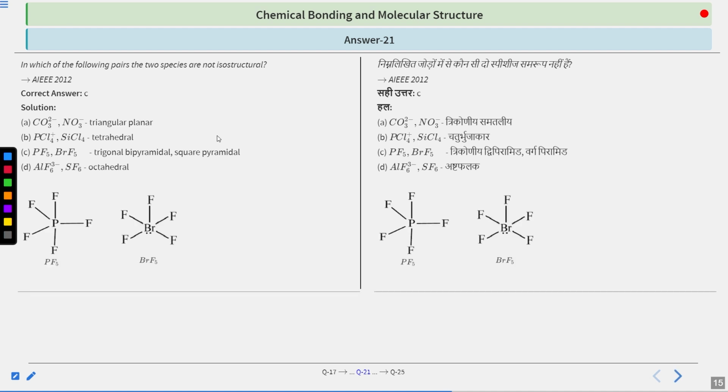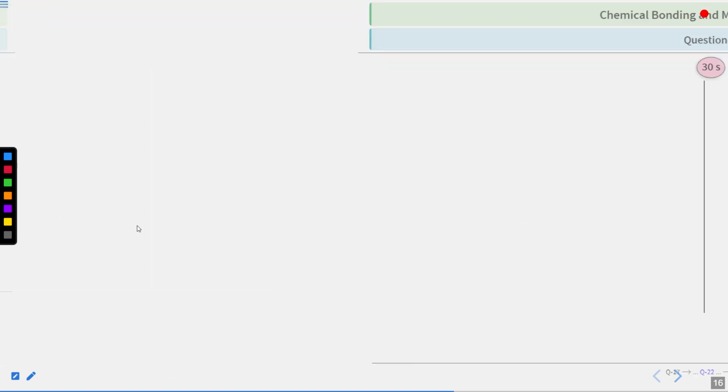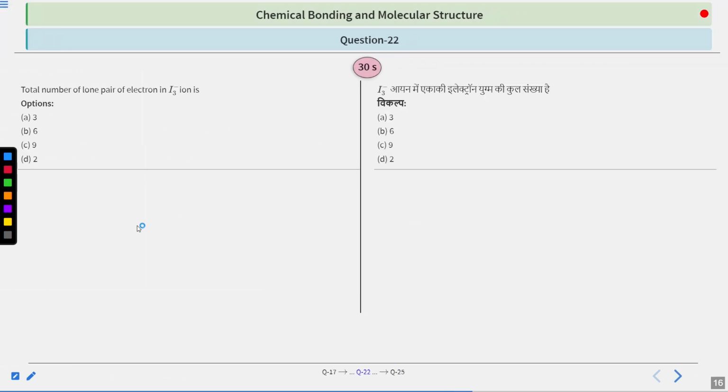Before moving on, we have the structure also. This is for PF5 and this is for BrF5. You can see very clearly it is TBP and this is square pyramidal. Now question number 22. Question number 22 says that the total number of lone pairs of electrons on I3- is, options are A 3, B 6, C 9 and D 2. You have 30 seconds to solve this question. Your time starts now.